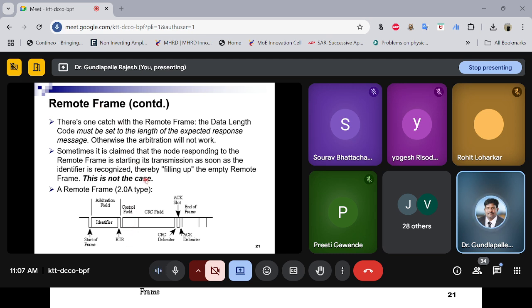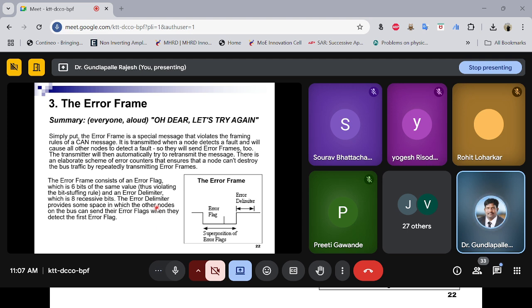Okay, so there are semi-automated vehicles where these remote frames will be empty most of the time, and again it will change from application to application. Like the side window moving, or the camera operations, the dashboard camera operations, like this. Next is the error frame.